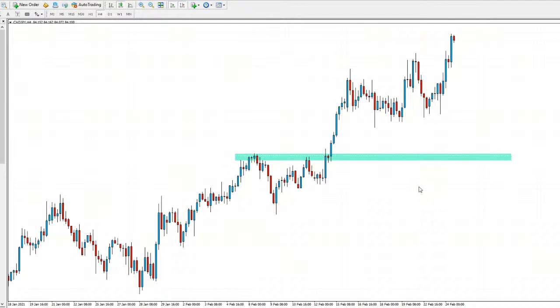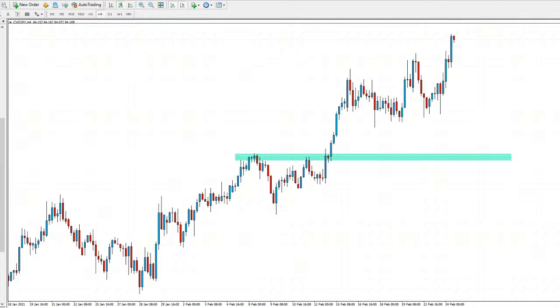But right now, price is still looking very bullish here, and it looks like we could be aiming for maybe 84,500 or potentially even 85 before seeing a bit of a reversal for this pair. But overall, still looking very, very bullish here for CAD JPY.